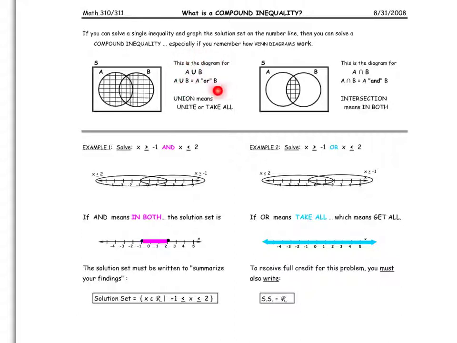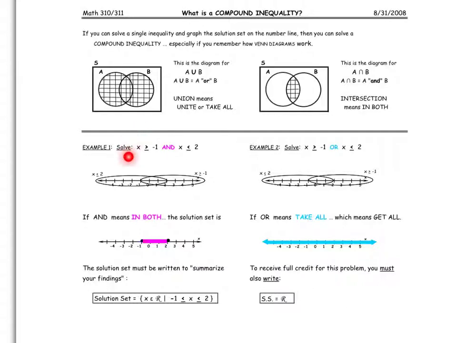However, if you're a small company and there are times when you're going to need someone who's good behind the scenes, and there are going to be times when you need somebody who is good with customers, and you can't afford to hire everybody, then you need someone who's in the intersection. You need someone that can do both, who can work with customers and work behind the scenes. And for that, you're going to use the word "and", which means in both. Let's see how that works with inequalities.